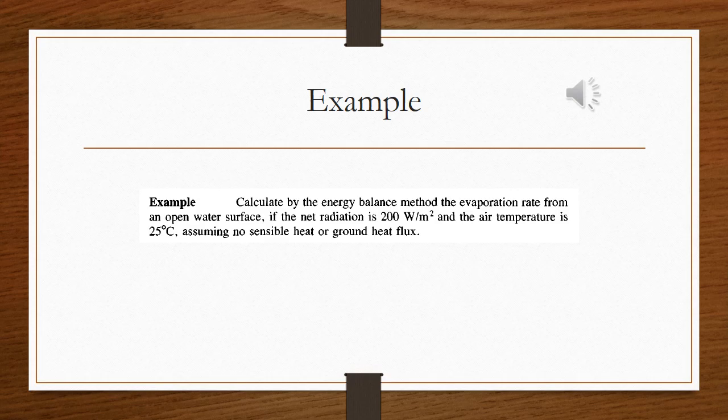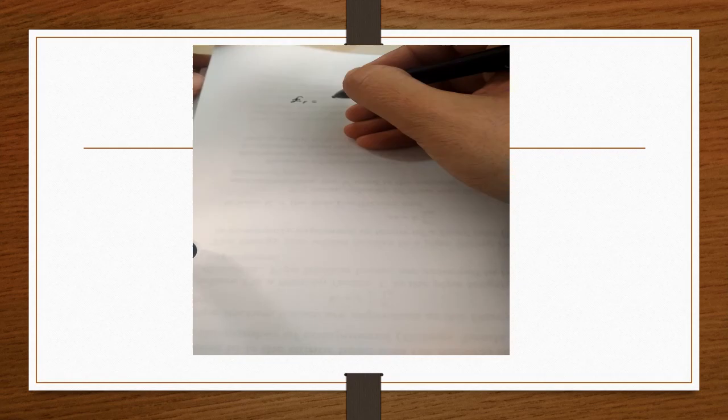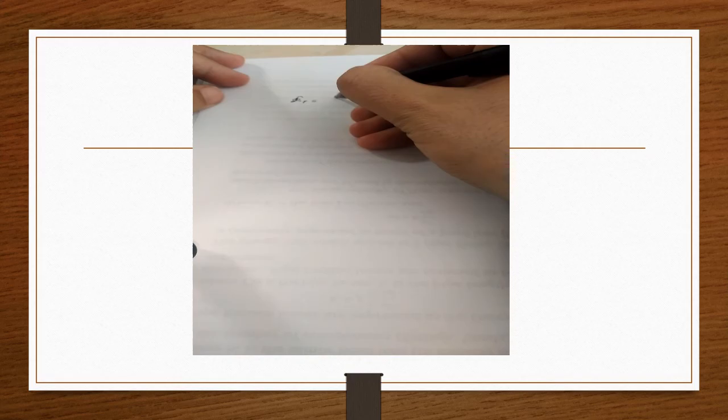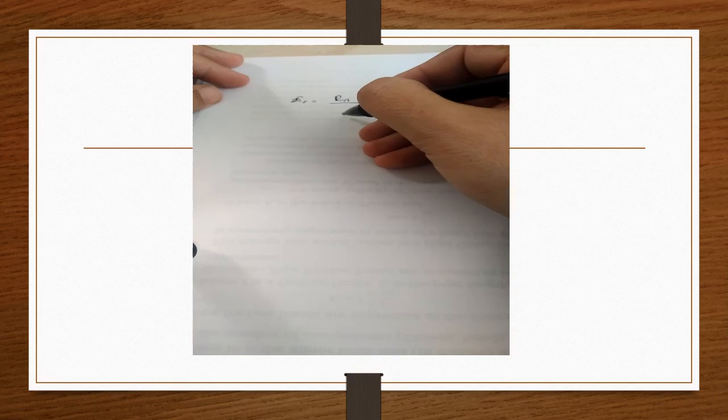Okay, in this question, it's clear that there is no ground flux and there is no sensible heat flux into the air. So we just have E_R is equal to Rn, which is the radiation energy, over the latent heat and the density of water. So the Rn is given as 200 watt over meter square.